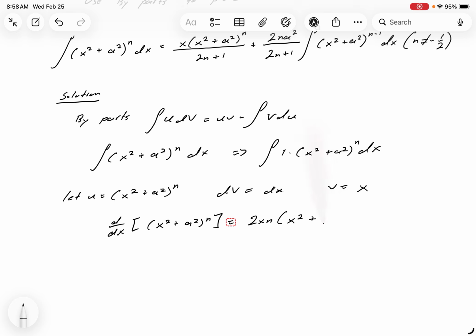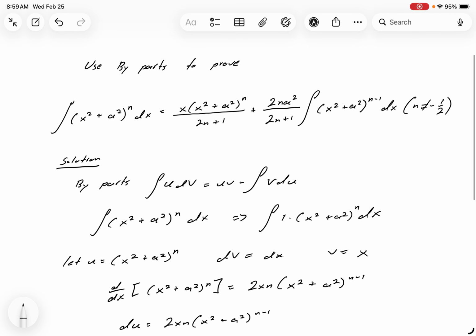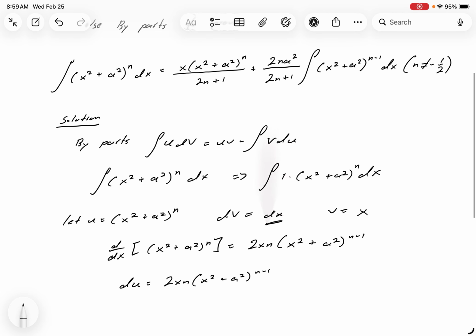Just to save some time, I'm just going to give you the derivative right now. That's n minus 1, by the way. This is n minus 1 in case you can't read my writing. So that means that du is equal to this, the derivative again, 2xn times (x squared plus a squared) to the n minus 1, and just multiply your v, right, your dv, and that's just dx.